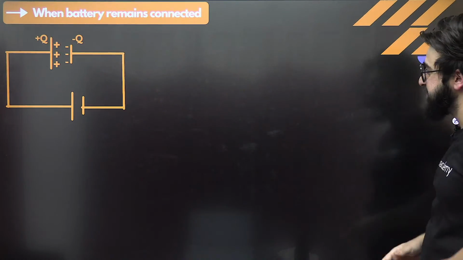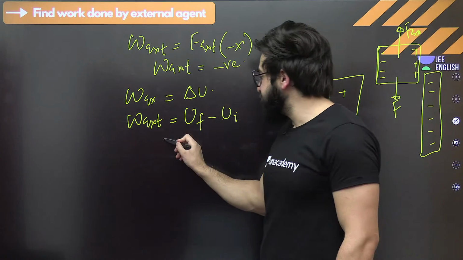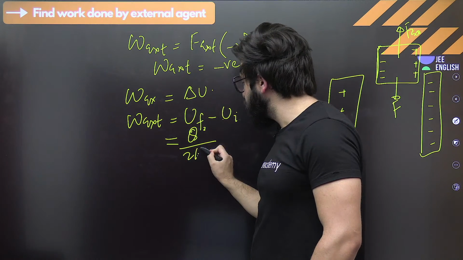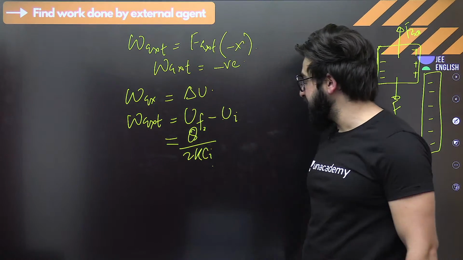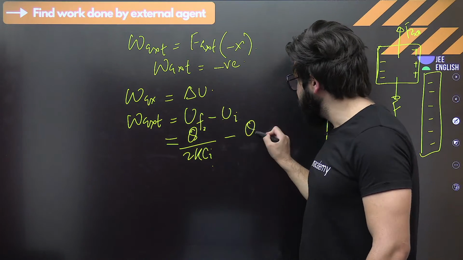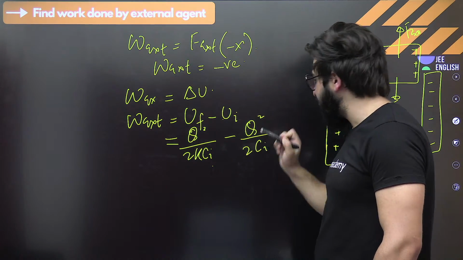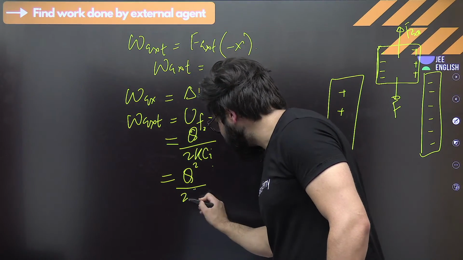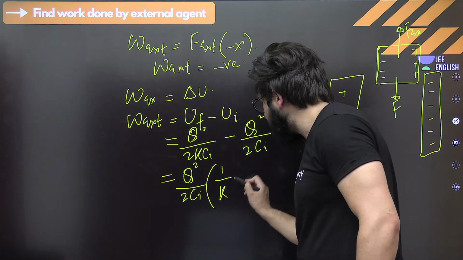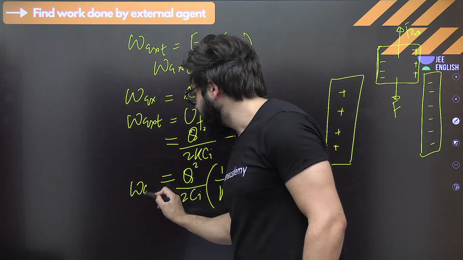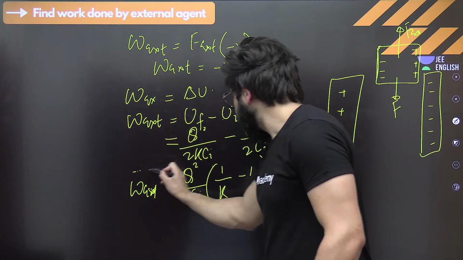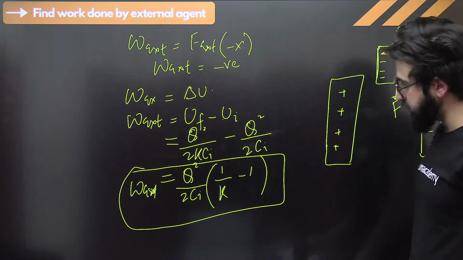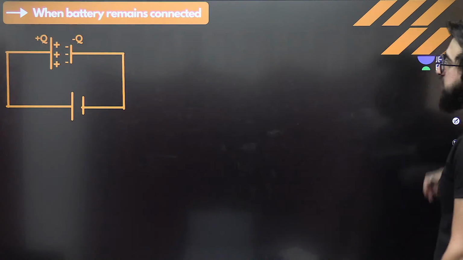Can I just write in this case? Before inserting, the initial energy is Q square by 2Ci, and after inserting, the final energy is Q square by 2K Ci. In this case, can we take Q square by 2Ci common? So it will be 1 by K minus 1. This will be the work done. You can put this in the box. Understood? This much is the amount of work done in this case.